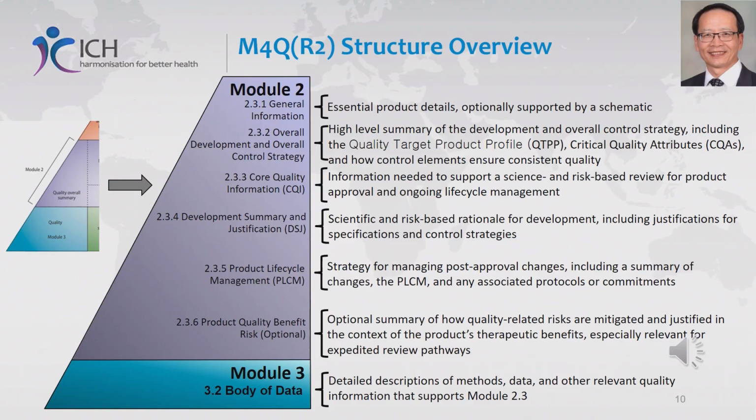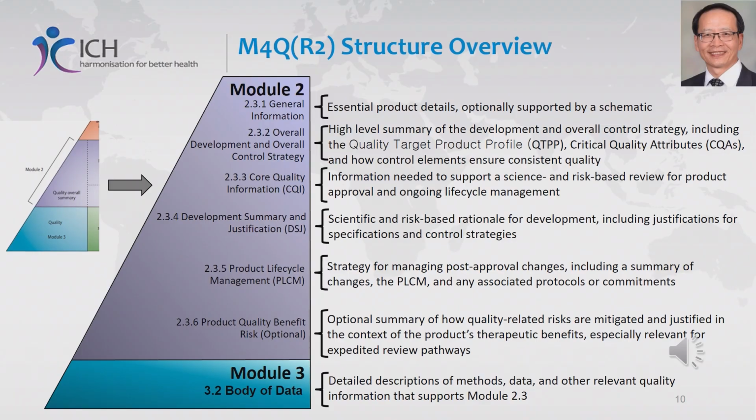Now this organization chart provides a very comprehensive overview of the complete M4Q2 structure. I know it's a little bit busy, but I would like to walk you through each component systematically. First, Module 2.3, the quality overview. Start with Module 2.3, which serves as an overall quality overview. We have 6 main sections.